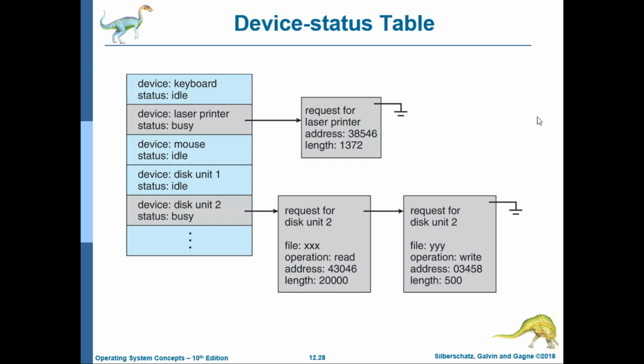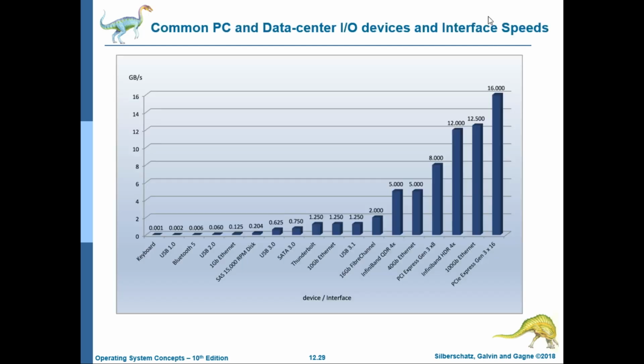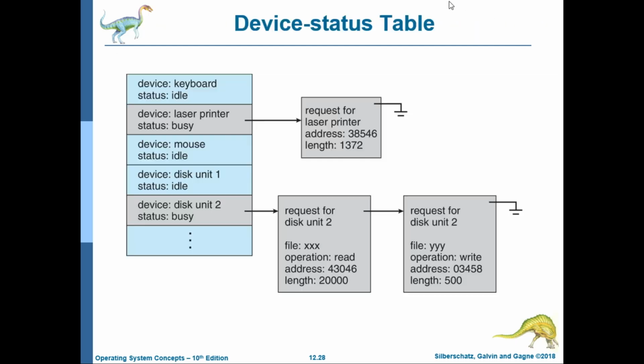We have an illustration here of a device status table. As you can see, in this example we have devices such as keyboard, laser printer, mouse, disk unit 1, and disk unit 2. We have an ellipsis here, meaning there are other devices connected. Just for illustration, it shows only a partial list of devices.